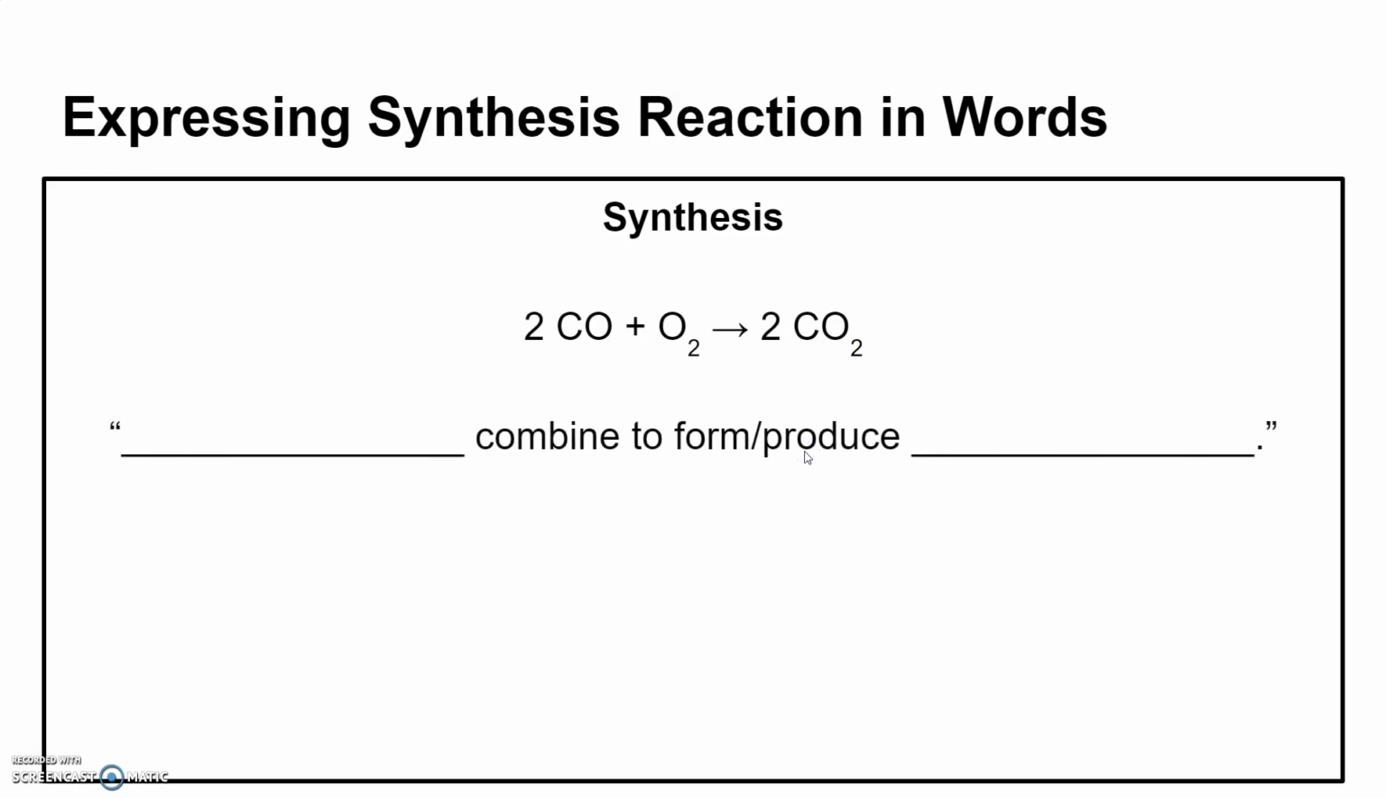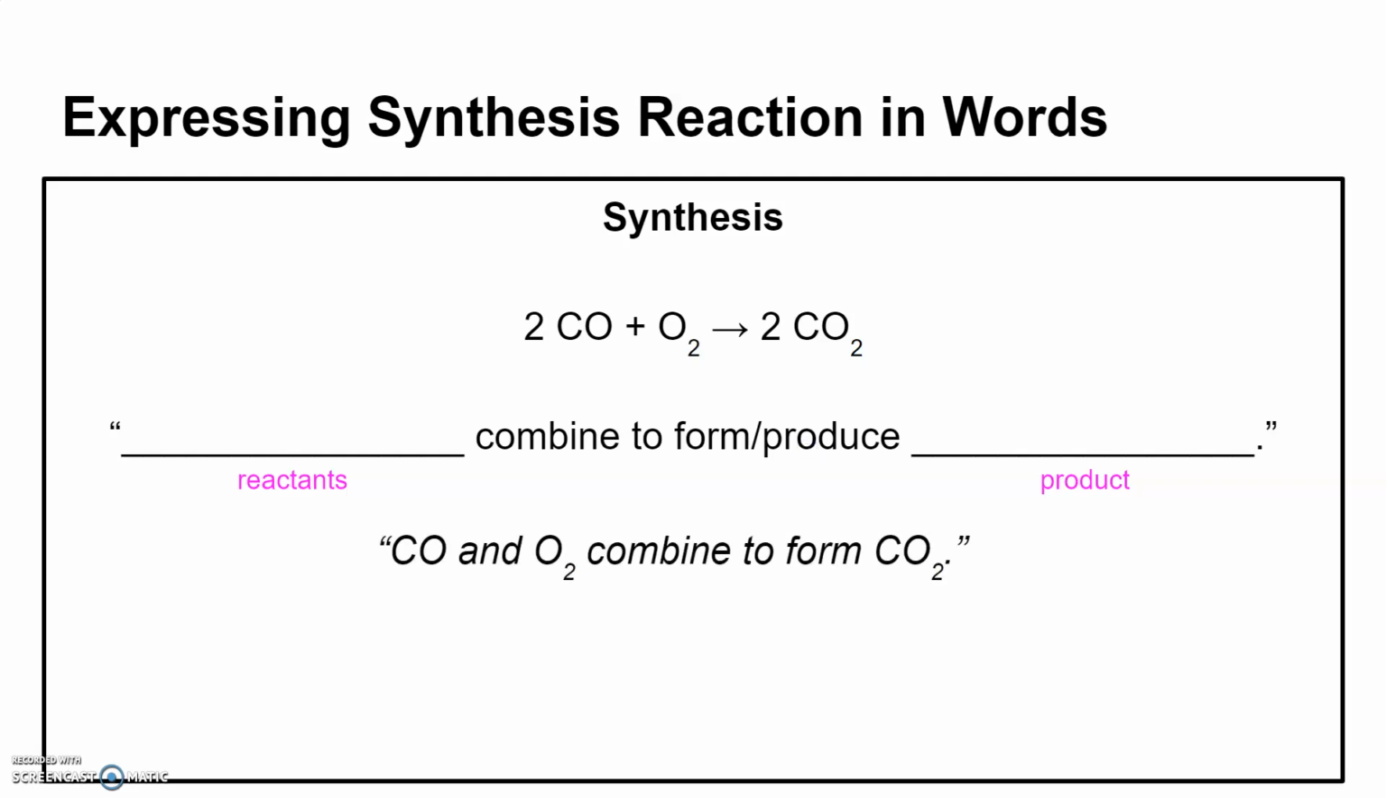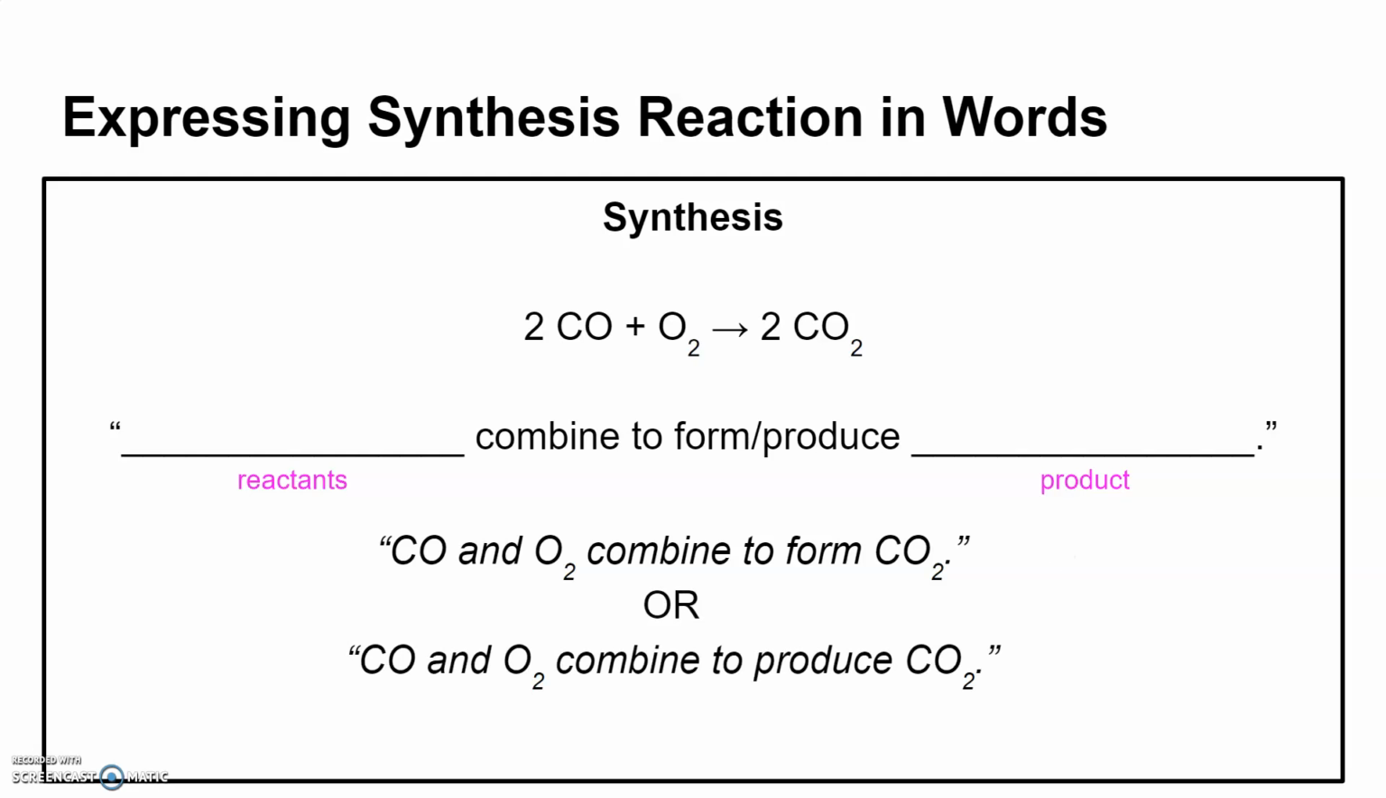It's balanced. And when we're expressing this balanced equation in words, we start off with the reactants. We'll say whatever the reactants are, combine to form, or we can say produce, and then whatever the product is. So in this example, we would say CO and O2 combine to form CO2. All right, so CO and O2 combine to form CO2. Or we can say instead CO and O2 combine to produce CO2.